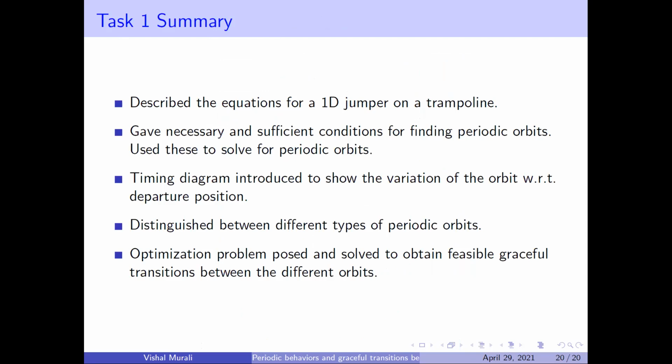So in this, we essentially described the equations for a 1D jumper on a trampoline, gave necessary and sufficient conditions for finding periodic orbits, and used this to solve for periodic orbits. The timing diagram was introduced to show the variation of the orbit with respect to departure position. We distinguished between different types of periodic orbits, and an optimization problem was posed and solved to obtain graceful transitions between the different orbits.